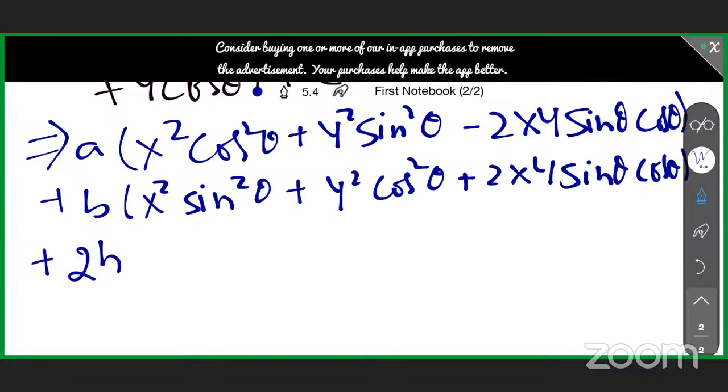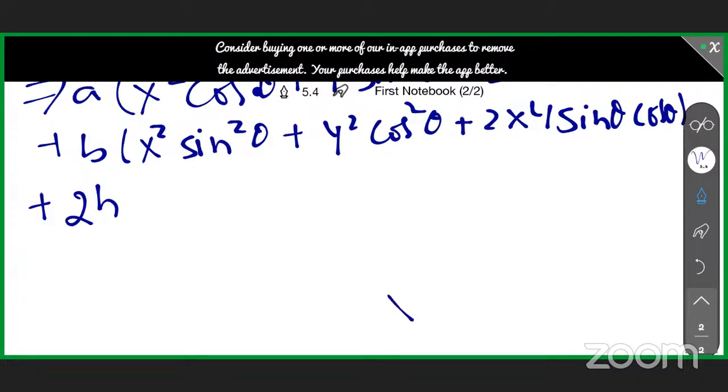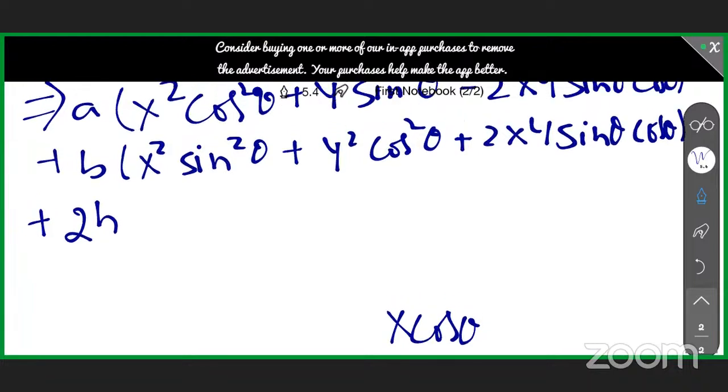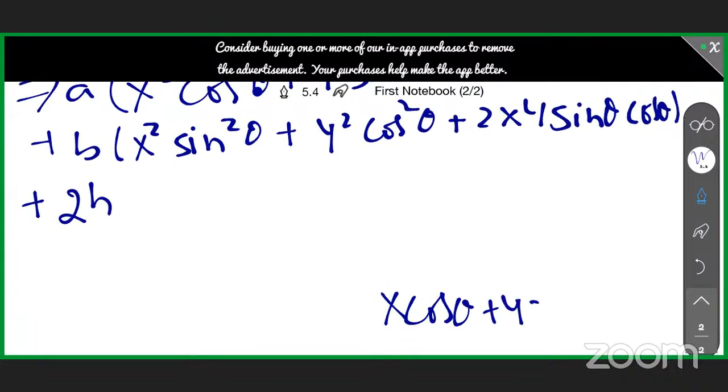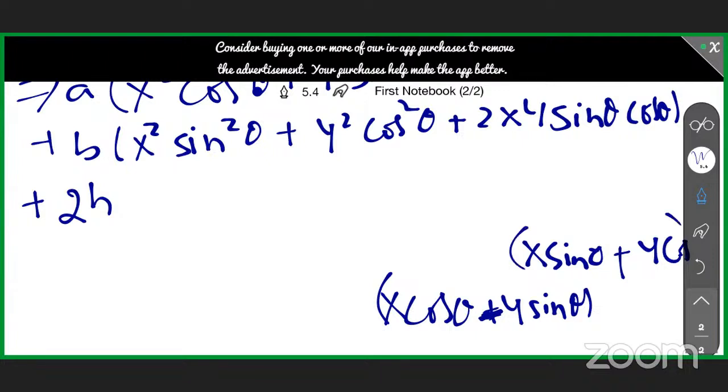Look carefully, somewhere I'll write this one, so for us to understand. So this one is x cos theta minus y sin theta, and x sin theta plus y cos theta. So first I multiply this one and this one, this one and this one.